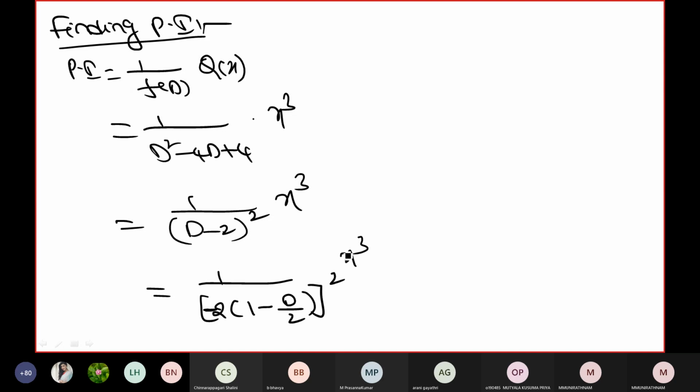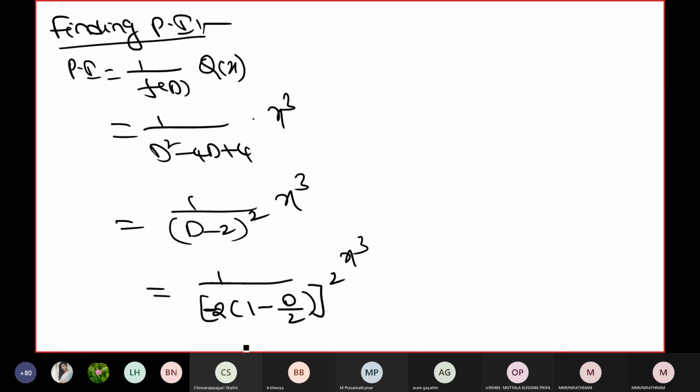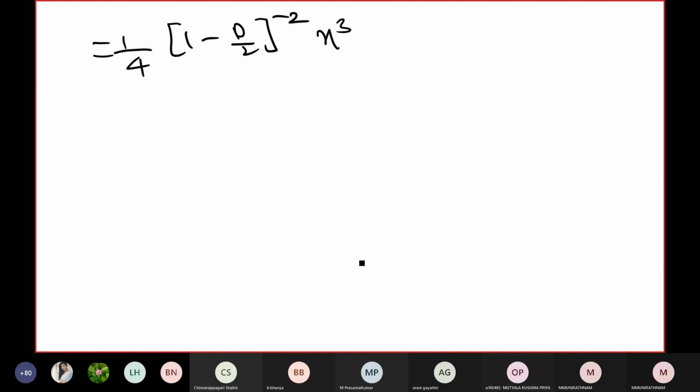Okay? Because of the square, this will be written as minus 2 whole square, 1 by 4. This is 1 minus D by 2 whole power minus 2, x cube. Understood? Minus 2 whole square, and this is 1 minus D by 2, which goes to the numerator as power minus 2 into x cube. So 1 minus x whole power minus 2, what is the formula? Anyone?